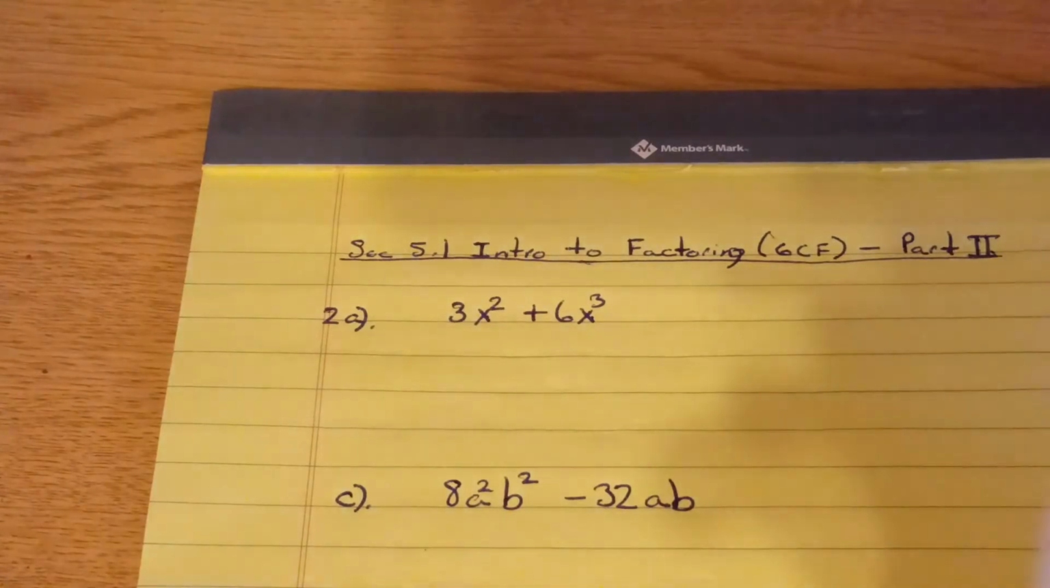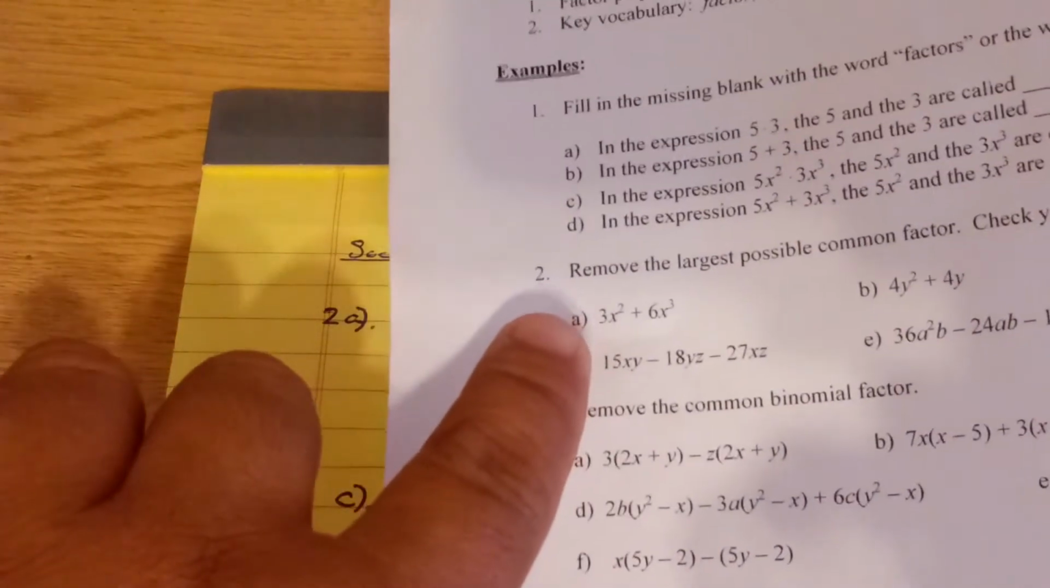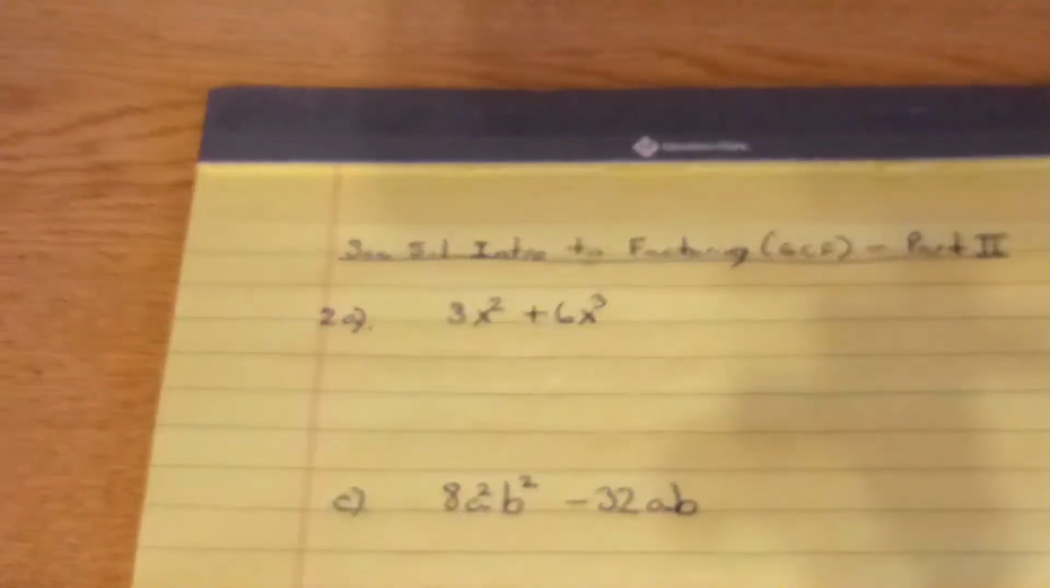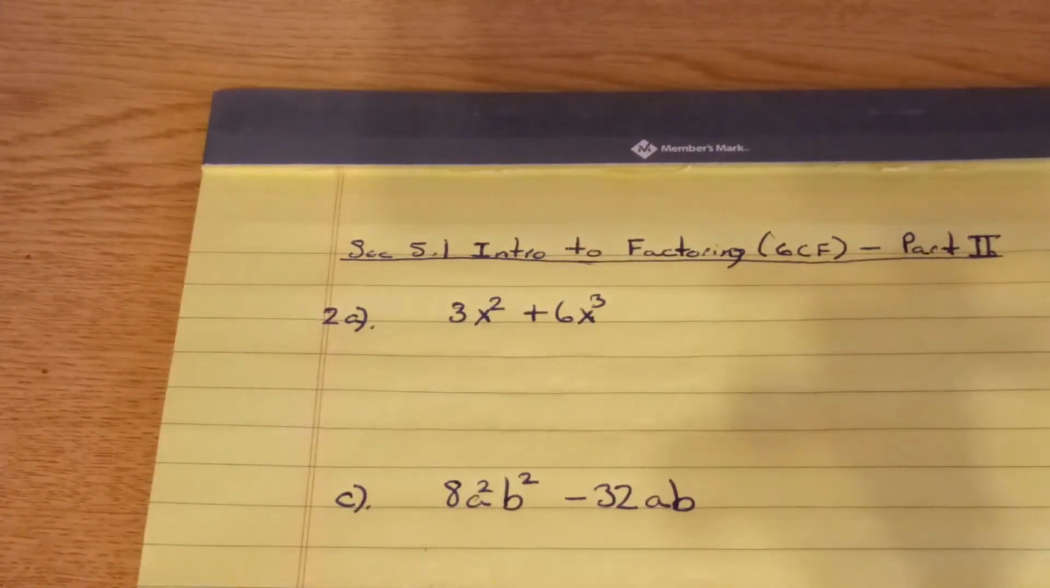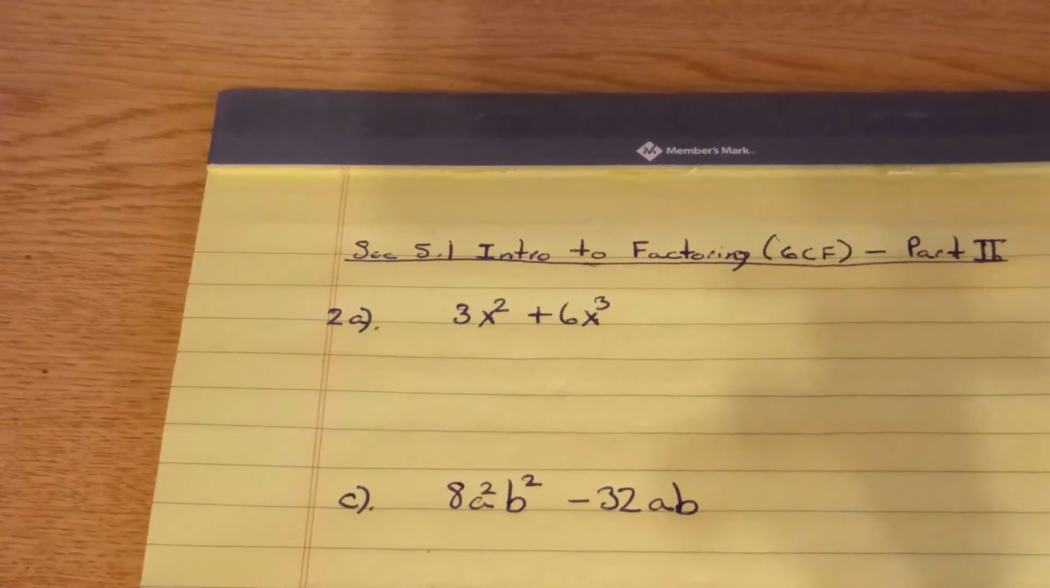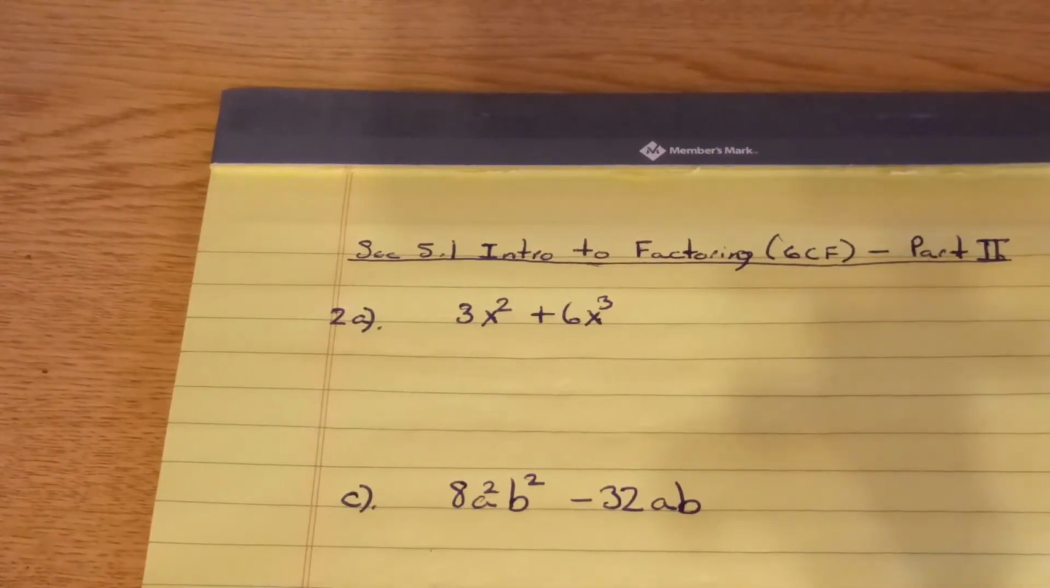So once again, it's 2A. And let's take a look at that first one there. So we've already discussed what the GCF could be for these. It could be a number, it could be a variable, it could be a combination of number and variable, or it could even be a polynomial.